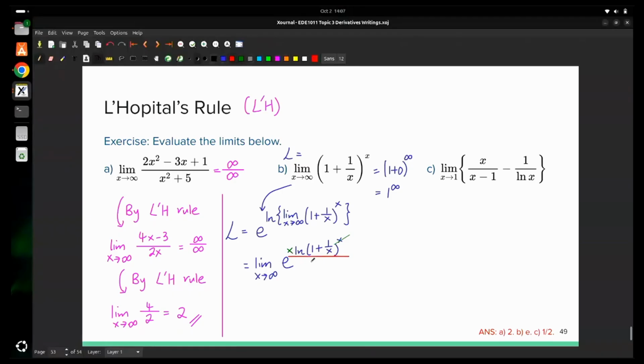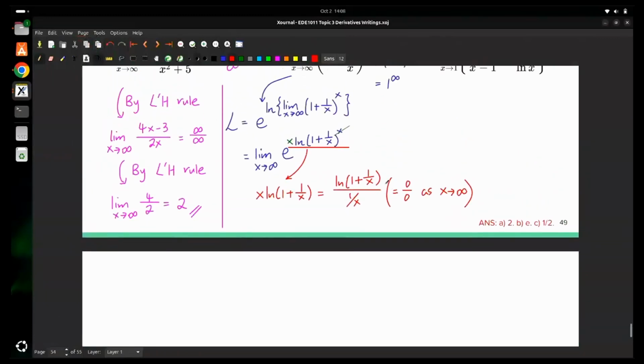This part, we can write as x ln(1 plus 1 over x), which can be written as ln(1 plus 1 over x) divided by 1 over x. It's the same thing. When you divide by 1 over x, it's the same as multiplying by x. But when you see this, you notice that when you substitute x as infinity, you're going to get 0 over 0. So from here, it equals 0 over 0 as x approaches infinity. This is the license for you to use L'Hopital's. So now you can use L'Hopital's on this expression. So we have the limit as x goes to infinity of this expression.